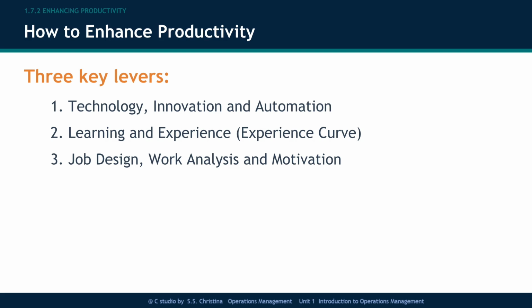Lever 2, learning and experience. The experience curve, first observed in the aircraft industry, shows that as cumulative production volume doubles, per unit cost falls by a predictable percentage, typically 10 to 30%. Workers get better at what they do. They find faster methods, they reduce errors. This is a naturally occurring productivity gain, but it has to be managed, measured, and exploited deliberately.